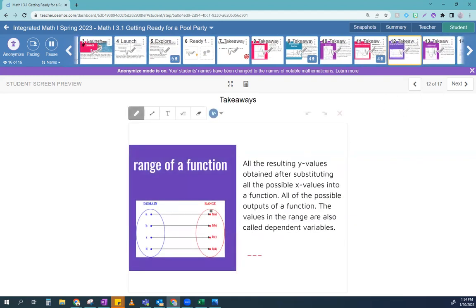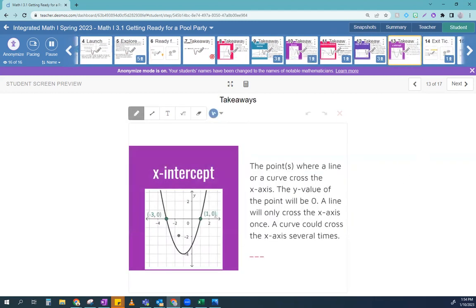Okay. This is the range. We've talked about range before. It's all of your values that come out, and your domain is all the values that go in. And last but not least is your x-intercept, which you guys all know. It's where your function crosses your x-axis. Very strong work here. Very, very strong.